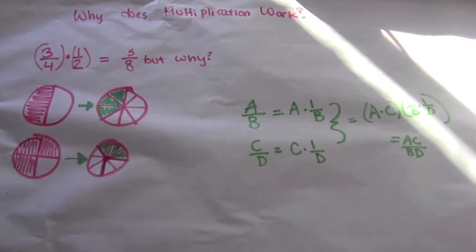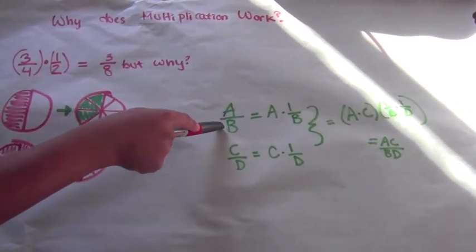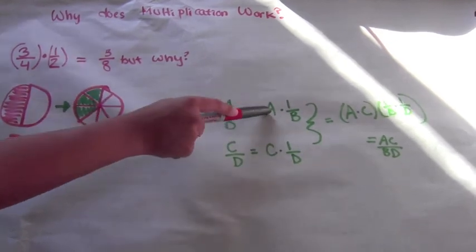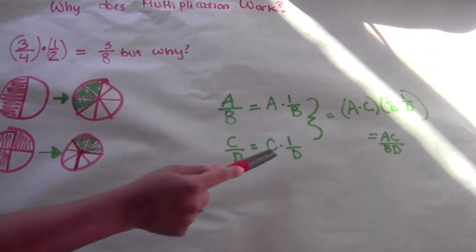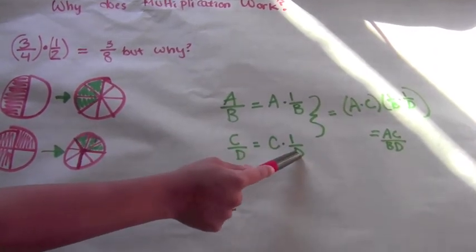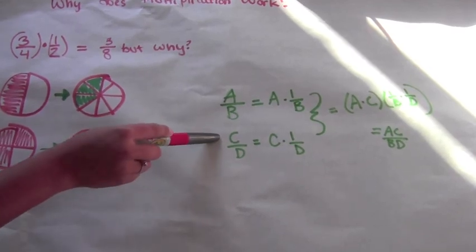Now let's see if there's an algorithmic way to write this out. So let's say you have a fraction a over b. That can also be represented as a times 1 over b. And c over d can also be represented as c times 1 over d. If you do not understand the way these are written, please refer to our fraction notation video.